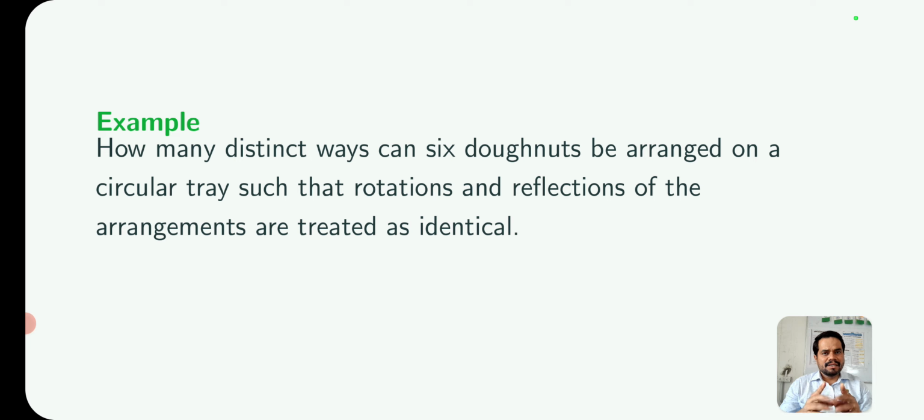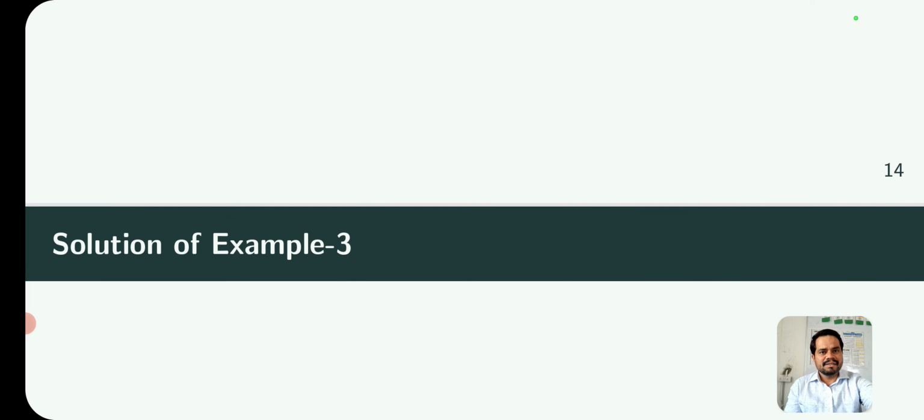Yes, we have to arrange 6 donuts in a circular way, and the rotation and reflection are to be treated as identical. Means this is the problem of circular permutation, yes, with reflection. So let us see.